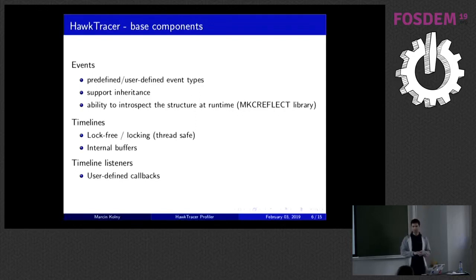It can be either thread safe or not thread safe, lock free. That means that if you know that the timeline is used only in a single thread, there's no point in introducing mutexes and stuff like that. But if you want to use the same timeline across different threads and push events from different threads, then you need to enable the thread safety feature. But obviously that introduces some extra overhead because you need to lock the mutex every time you push an event. And the timeline listener is basically a C function that the user defines that gets all the events and does something with them.